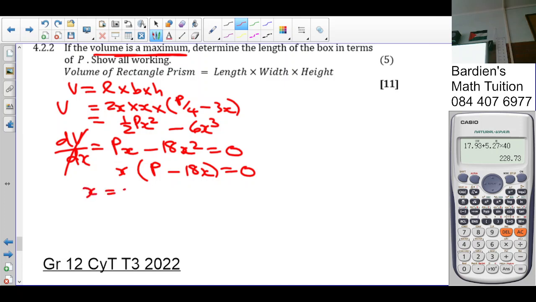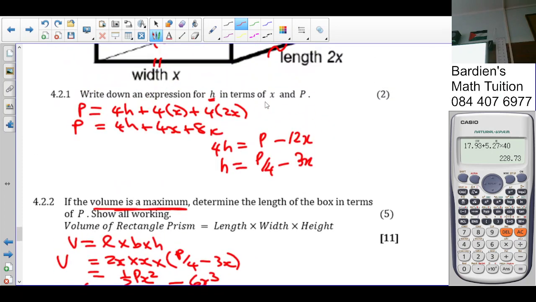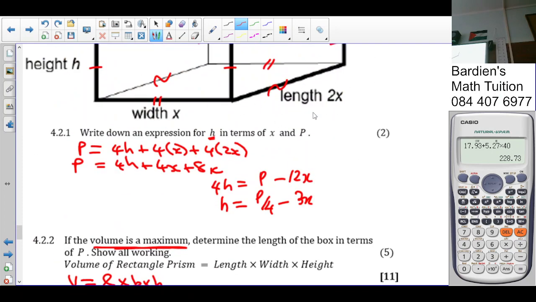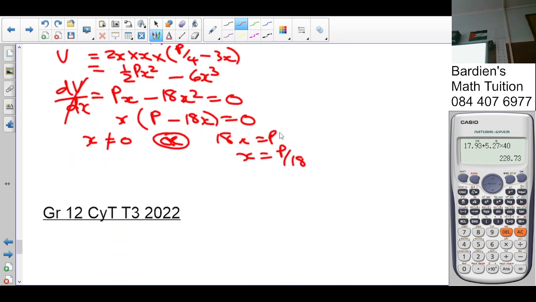So you set each one equal to 0. Okay? So it's going to be 18x is equal to p. So x is p over 18. But can x be 0? If it's 0, then I won't have a length or a width. Not so? So of course in reality it can't be 0. So x has to be p over 18. But what does the question say? The question says determine the length of the box. And what is the length? 2x. Can you see that? The length is 2x. So therefore, the length would be 2 times x, which is p over 18, which is p over 9. Okay?